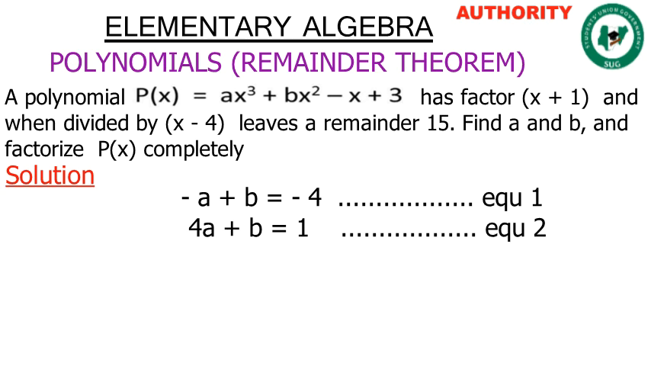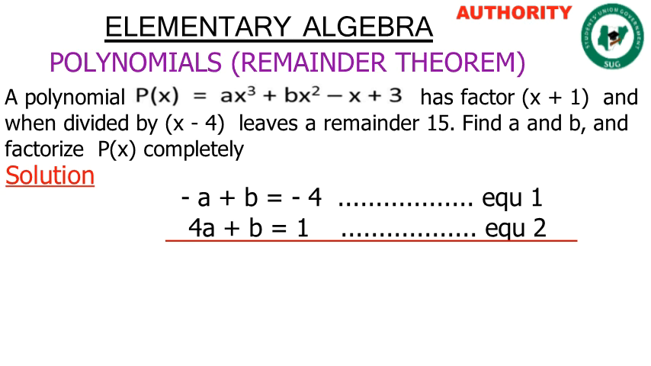So ask yourself a question: what kind of operation can we perform so that b will be eliminated? So when you look closely, you discover that if you perform subtraction, that is equation 1 minus equation 2, b will be eliminated. Is that true? Yes. Equation 1 minus equation 2. So b will be eliminated. Now let's perform the operation.